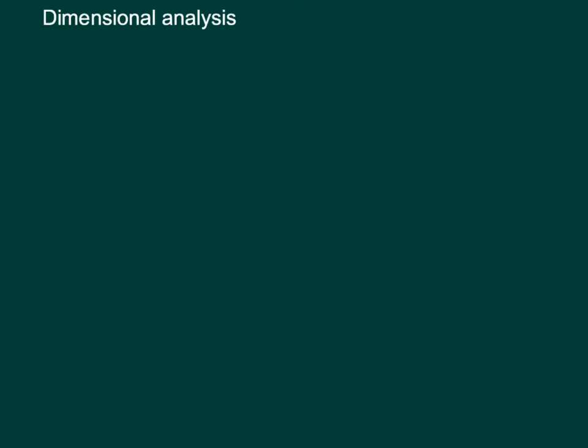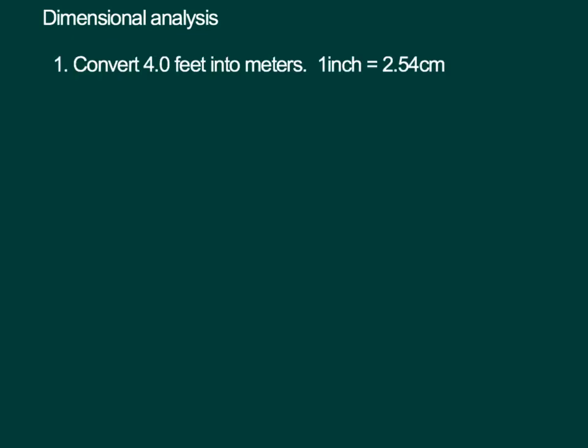Okay, so in this video we're very quickly going over 3 examples of using dimensional analysis to convert units. So in this problem we're going to convert 4 feet into meters. We're given for the purpose of this problem that 1 inch is equal to 2.54 centimeters.